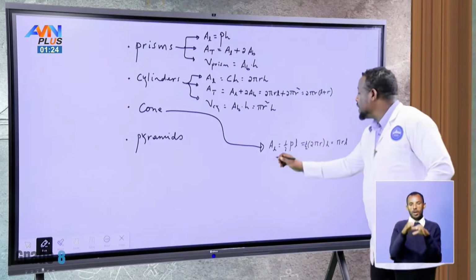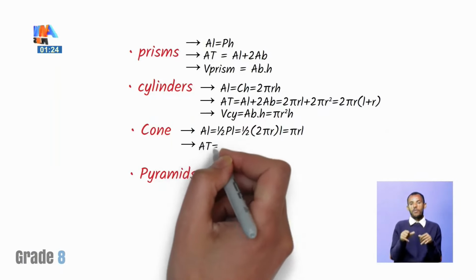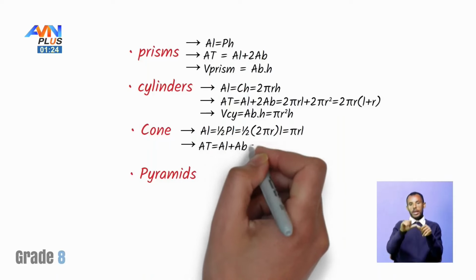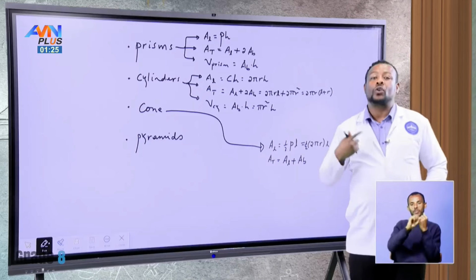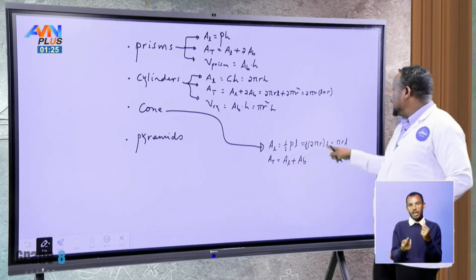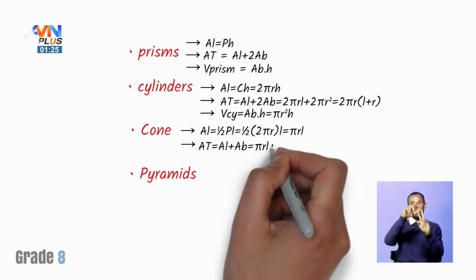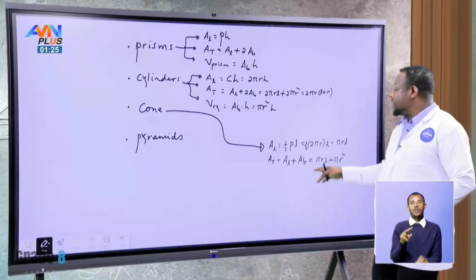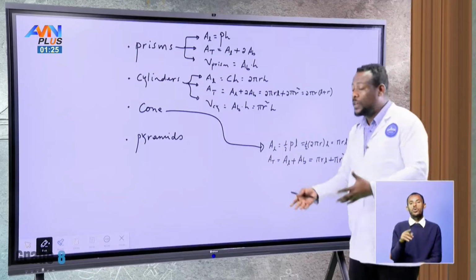The second one is the total surface area of a cone, which is the sum of the lateral surface area plus the area of the base. We don't multiply the base area by 2 because a cone contains a single base. So you can take AL from here, and the result becomes pi r L plus pi r squared. You can rearrange this in different forms. That's up to you.